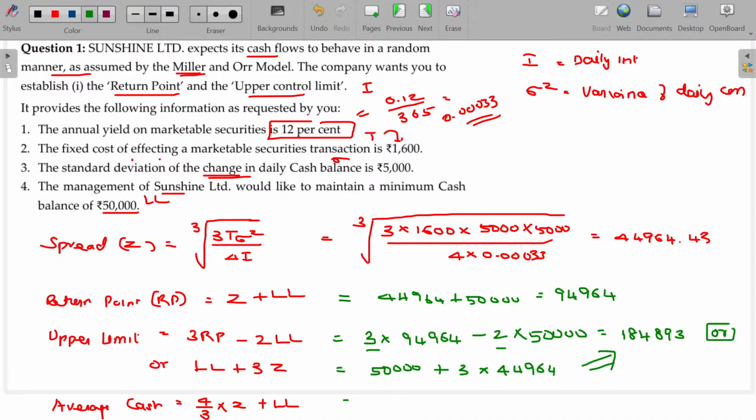The last one being 4 by 3 into Z value, being 44,964, plus LL being 50,000. Final value being 1,09,953.